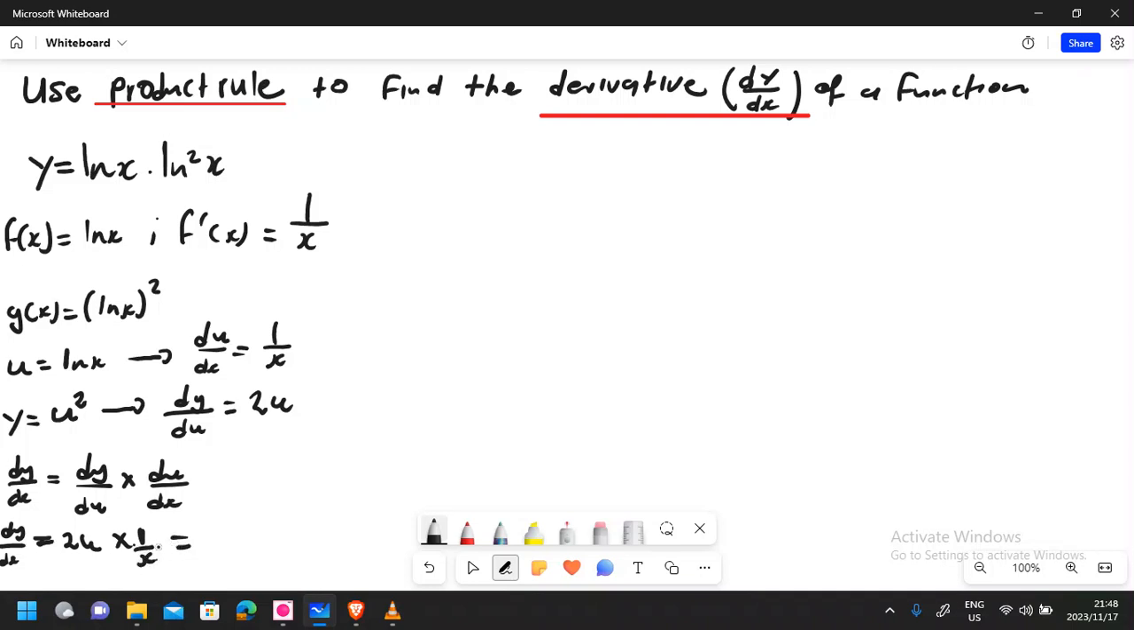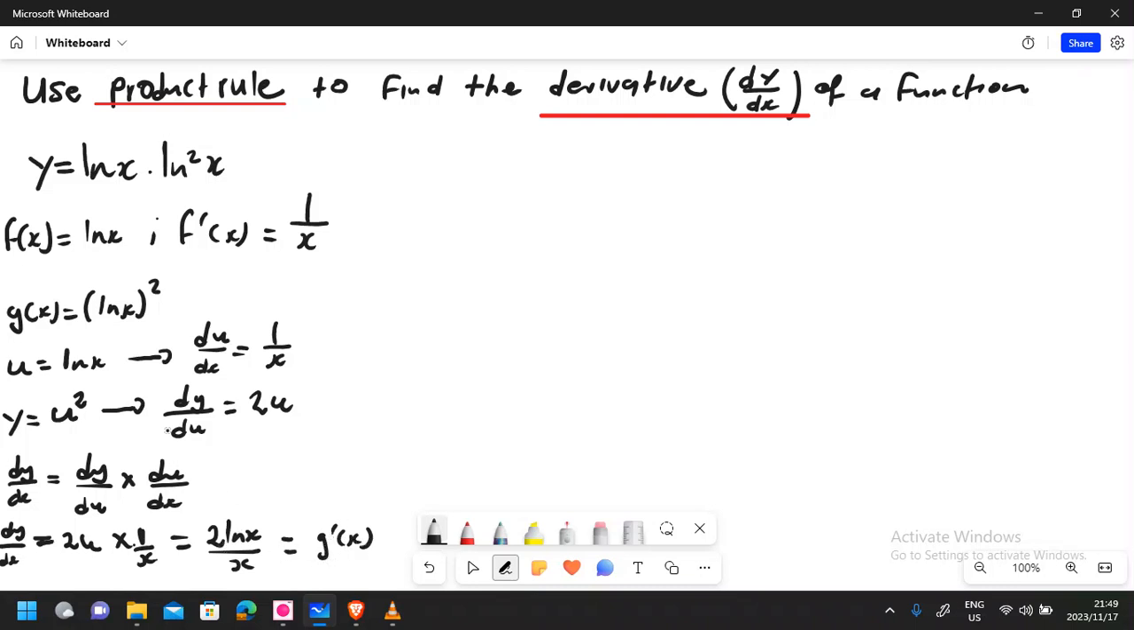So if you continue with this, we're going to have 2 on the numerator, but what is u here? When you go back, our u is equal to natural log x. So it's going to be natural log x. Don't forget, we just substitute u with natural log x because it was equal to u, and then multiply by 1 over x. So that is the same as the differentiation of g of x, or g of x prime.